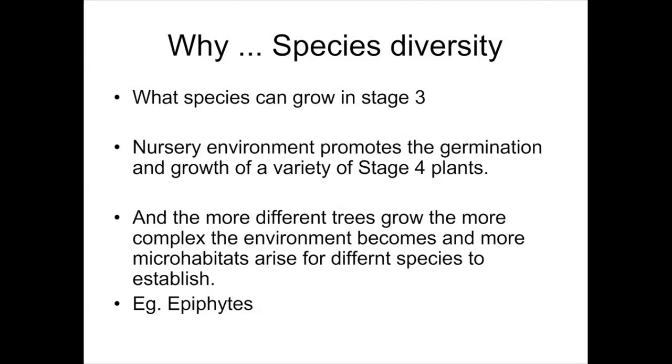Another point you can talk about is the more different trees that grow, the more complex the environment becomes, and the more microhabitats arise for different species to establish. For example, are these epiphytes. Okay, remember these epiphytes like perching lilies, the northern rata. They need big trees to establish themselves in a higher place to get more light. So yeah, that's one example of how Stage 4 has more species than Stage 3.